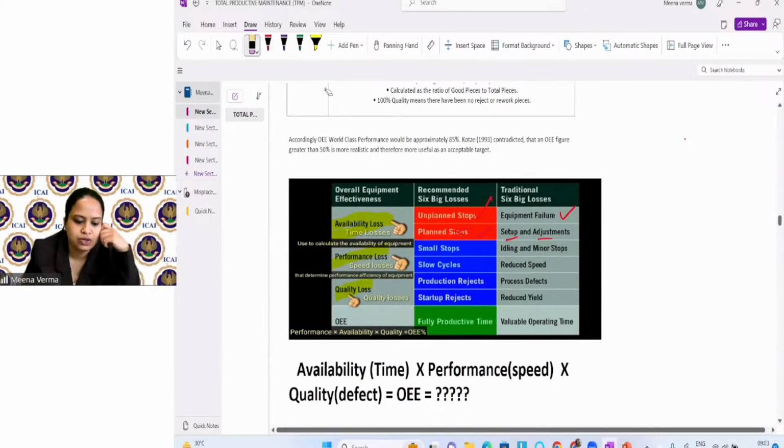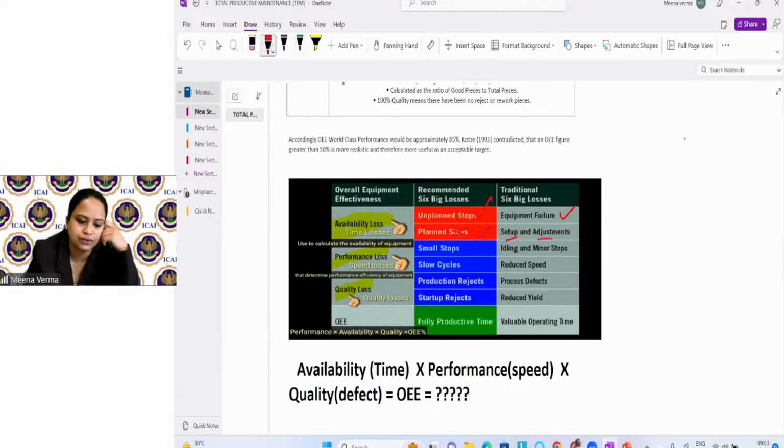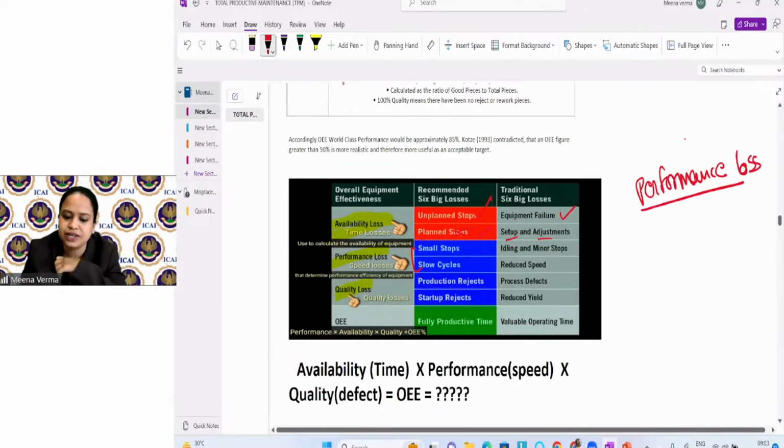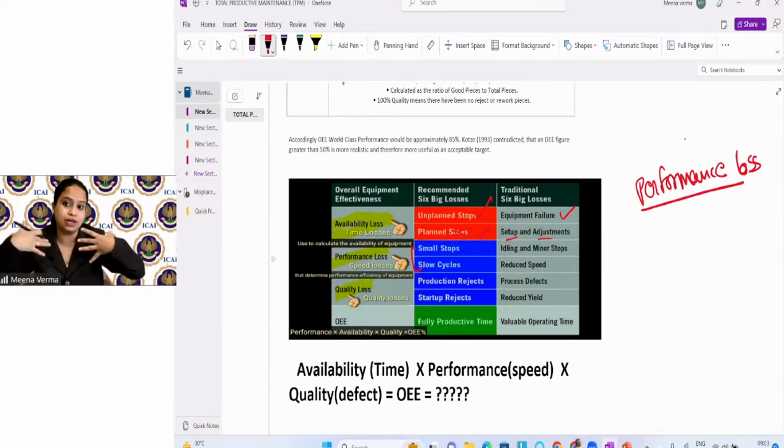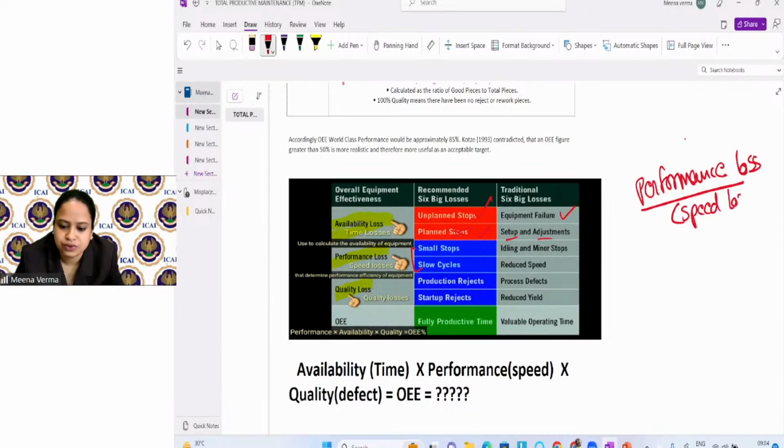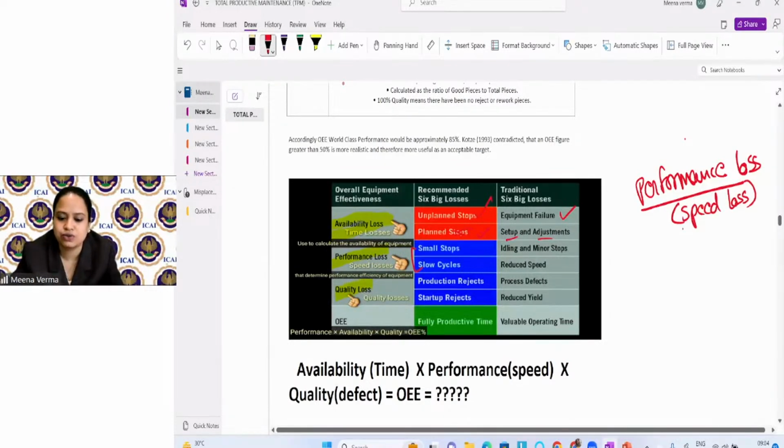Next is what? Performance loss. So how can the company have performance loss? Performance means how well you are performing. It is related to when you are actually working, when you are actually producing the goods, right? So performance loss is related to speed loss also.